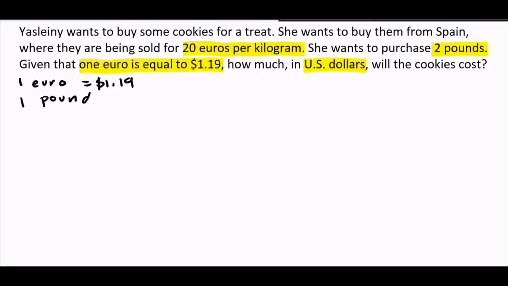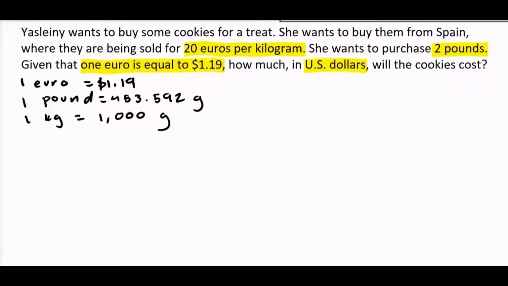We also know from our conversions sheet, 1 pound is equal to 453.592 grams. Now we also know that 1 kilogram is equal to 1,000 grams. Since there is no conversion from pounds to kilograms, we're going to have to convert from pounds to grams and from grams to kilograms.